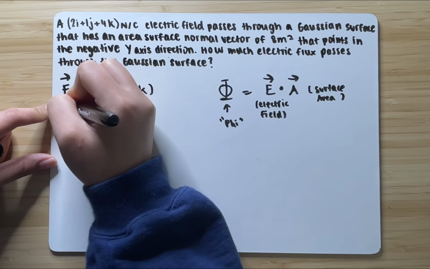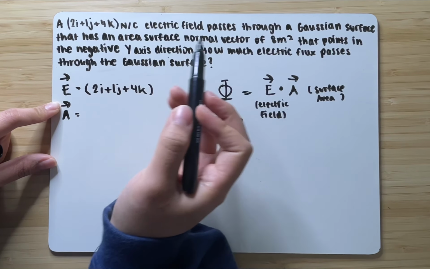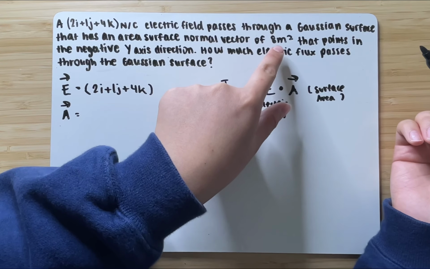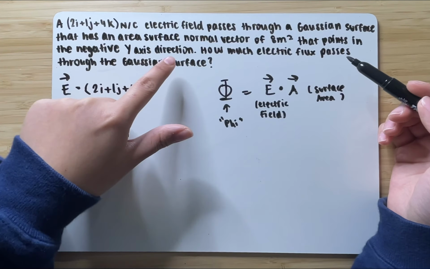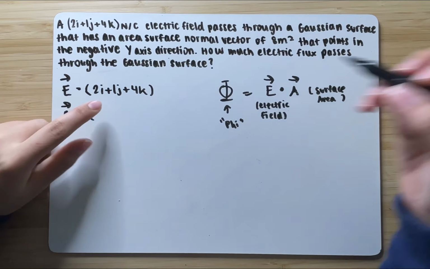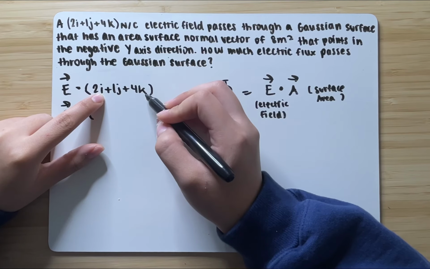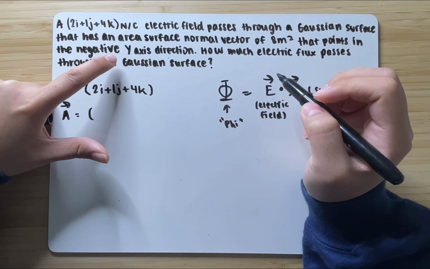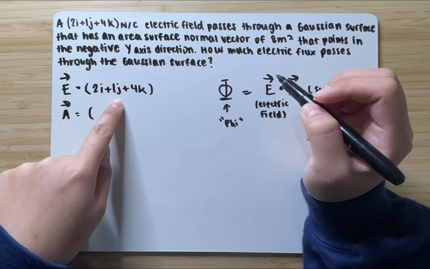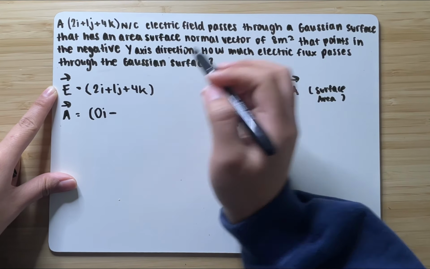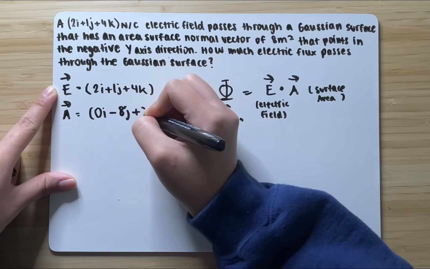Okay, now we want to find the surface area vector, and we know that the field passes through a Gaussian surface that has an area surface normal vector, so we know that we can turn this into a vector that points in the negative y-axis direction, okay? And so whenever you turn anything into ijk format, vector format, i stands for x, j stands for y, and k stands for z, okay? So since it has 8 meters squared pointing in the negative y-axis direction, it's only going to have the j component. So everything else is a 0. So i is 0 minus, because in the negative y-axis direction, 8j plus 0k.